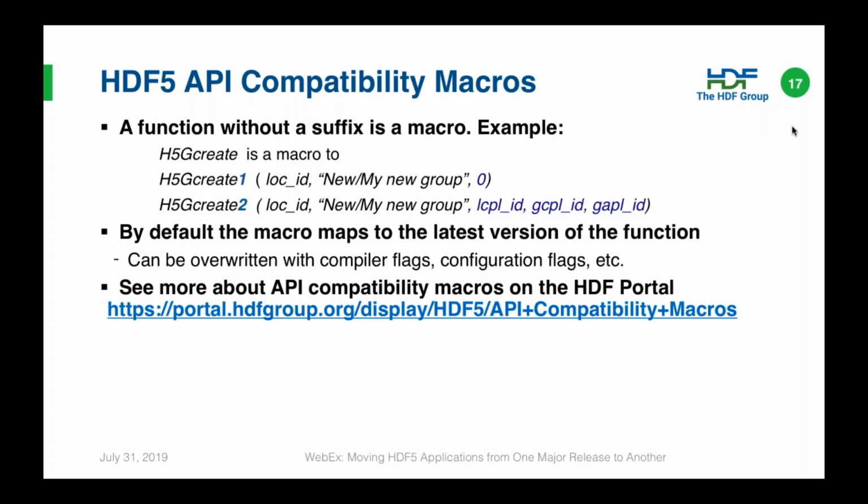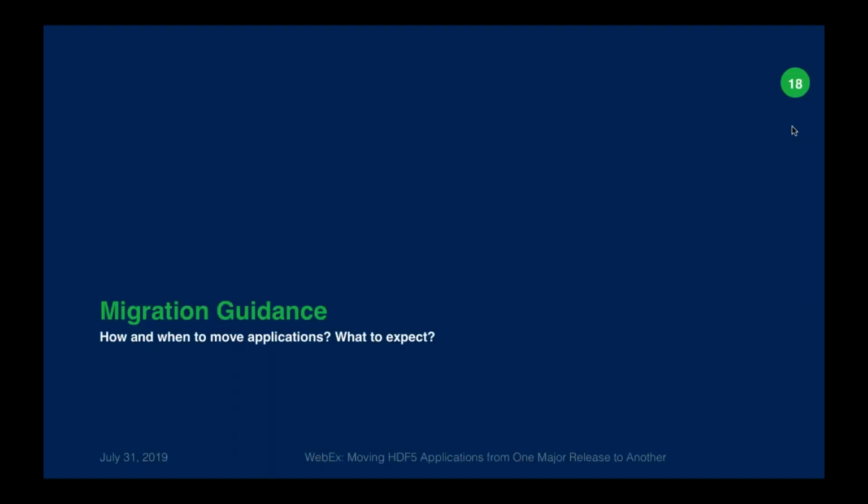We provide the complete description of how we use macros in a document that is available on our website. By default, when you get the new release, a macro like H5G create will be mapped to the latest version of the function. In 1.10 and in 1.12, it's still H5G create 2. But if you have an application that still uses the 1.6 signature, no problem. I'll show you how you move your application without much trouble to 1.10 or even later.